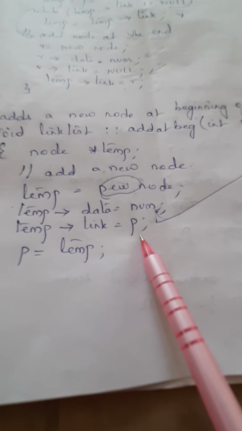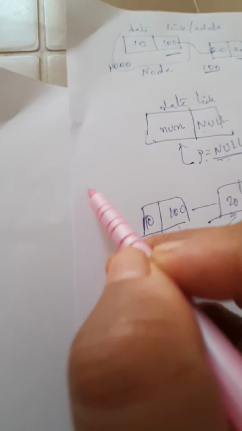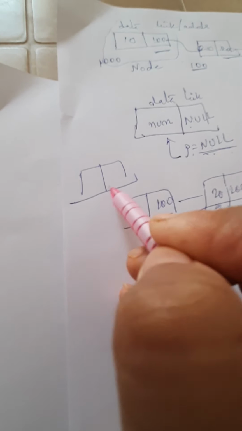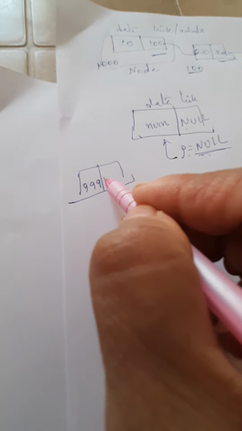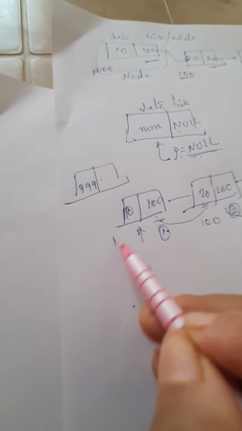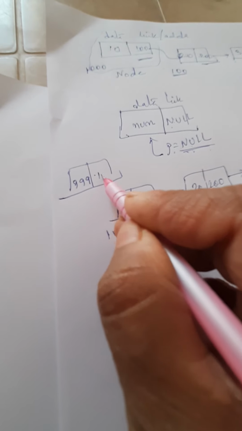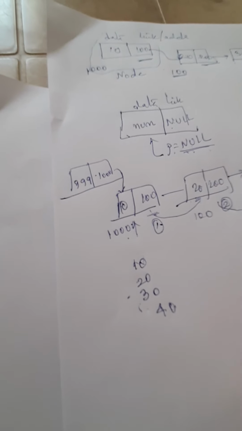Temp of link is equal to p. Okay, so p is equal to temp. So what will happen here? We are creating a node called r here. R contains an element called 999, and the new node should have the address of the next node. Now suppose the address of this first node is 1000. So 1000 will be placed here and it will point to the first node.